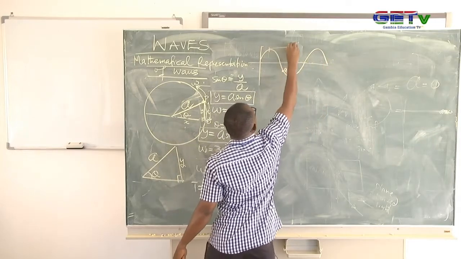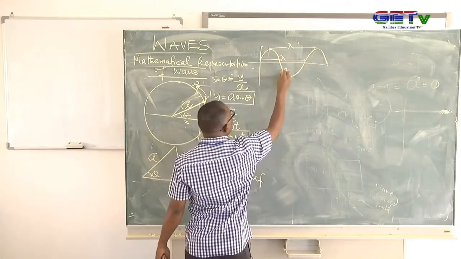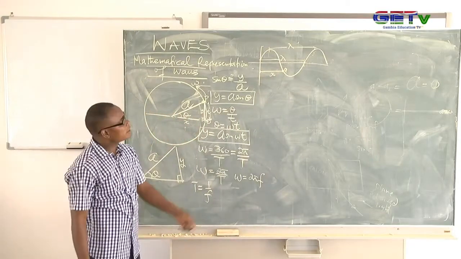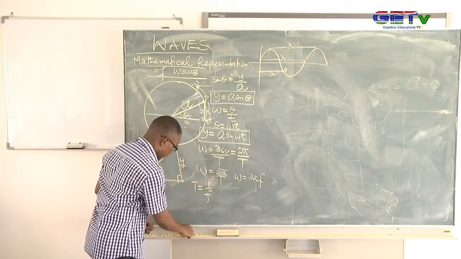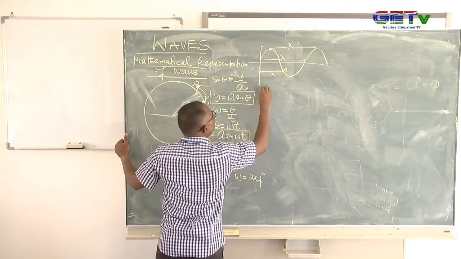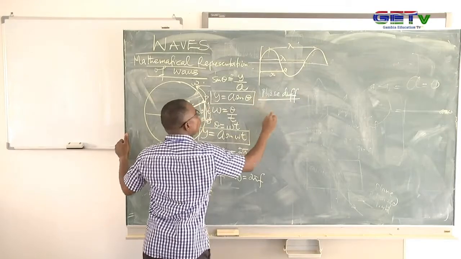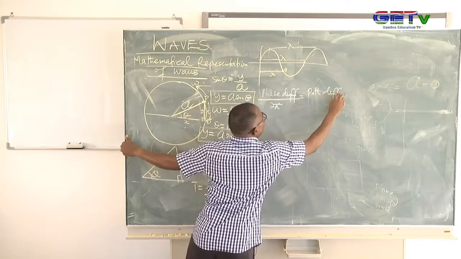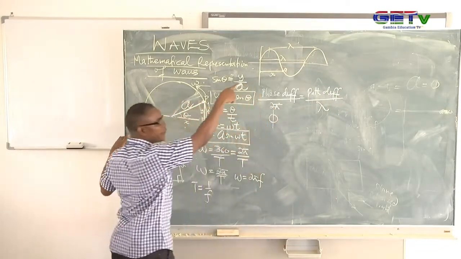Now that wavelength, or this one, is also one wavelength. So now if I have a particle that has a phase difference, and x is the path difference, that path difference has a relationship with the phase difference. The equation is: phase difference over 2 pi is equal to the path difference over lambda.